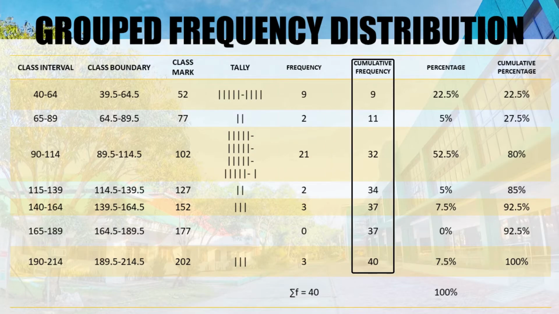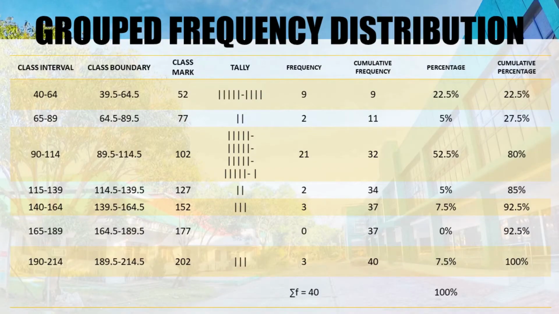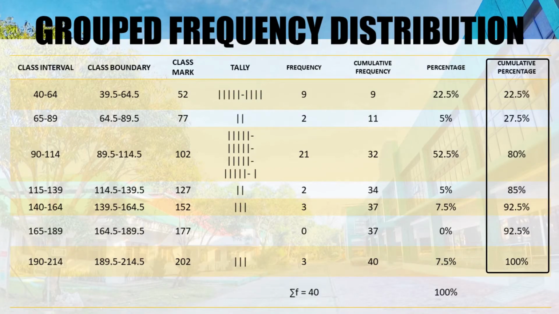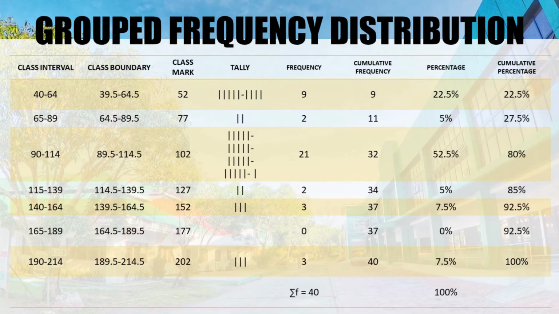In cumulative frequency, copy the first frequency and add to the second one, and the answer will add to the third frequency, and so on. In percentage, we use the formula frequency of each class over number of data times 100. In cumulative percentage, copy the first percentage and add the second one, and the answer will add to the third percentage, and so on.